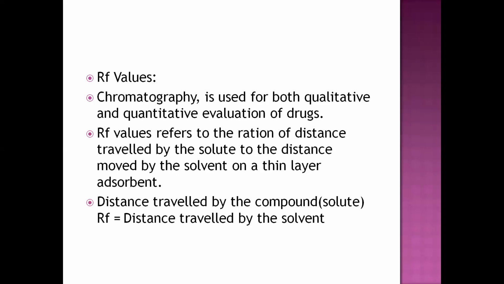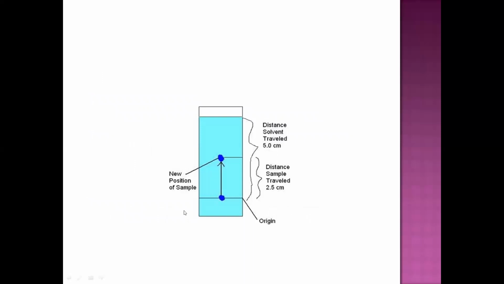What does the RF value give you? It refers to the ratio of the distance traveled by the solute to the distance moved by the solvent on a thin layer adsorbent. Basically, in thin layer chromatography, TLC, you have to calculate the RF. And how can you calculate RF? Distance traveled by the solute upon distance traveled by the solvent. This is the RF value.